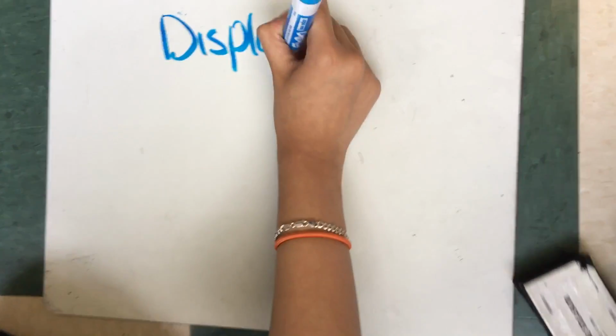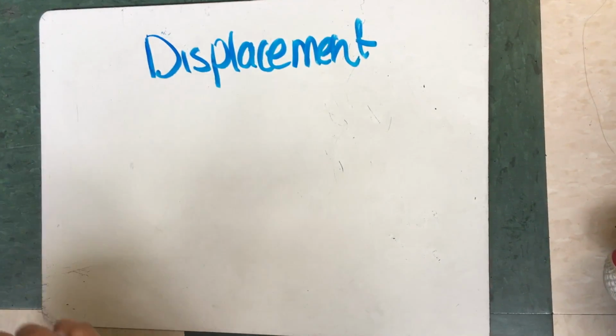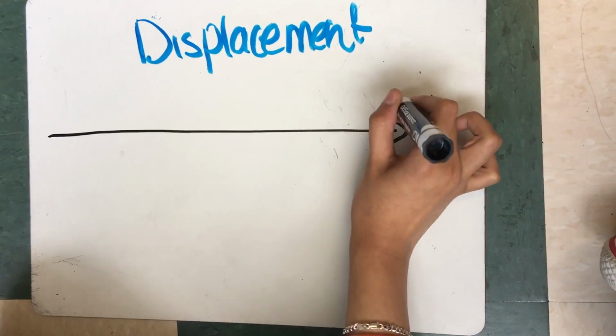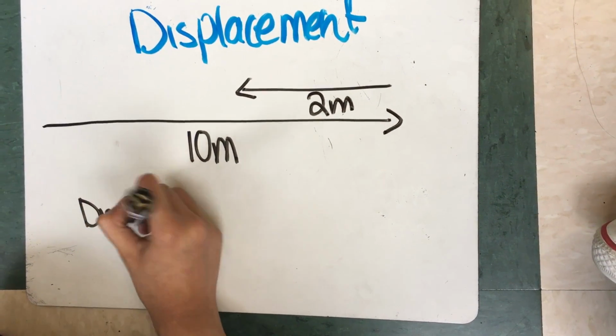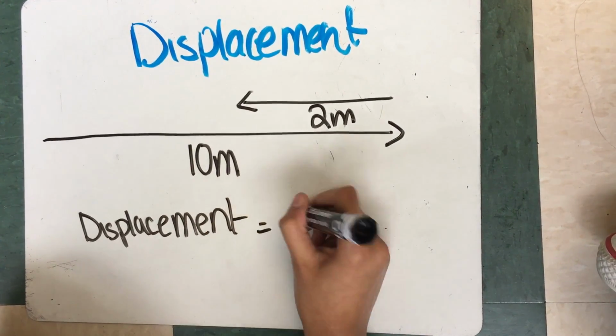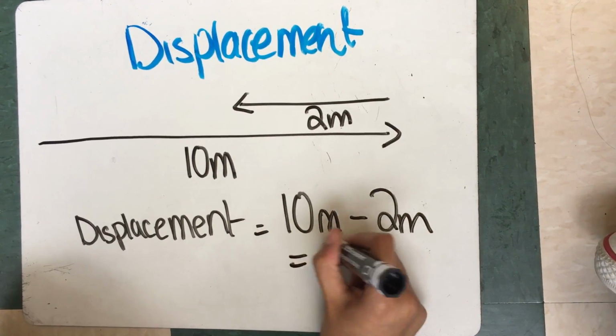But my displacement will be different because displacement is a vector quantity. I first moved 10 meters in the positive direction, but then moved 2 meters in the negative direction. Thus, the displacement will be 10 minus 2, which will be 8 meters in the positive direction.